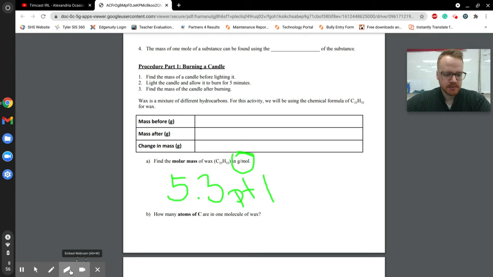Let me get rid of this real quick. Come on. Okay. Well, I guess my toolbar doesn't want to work because why not?